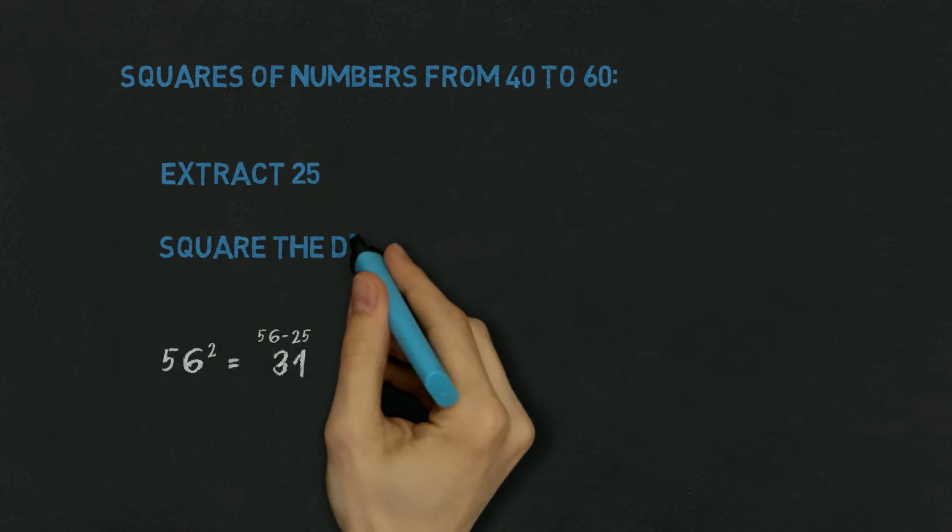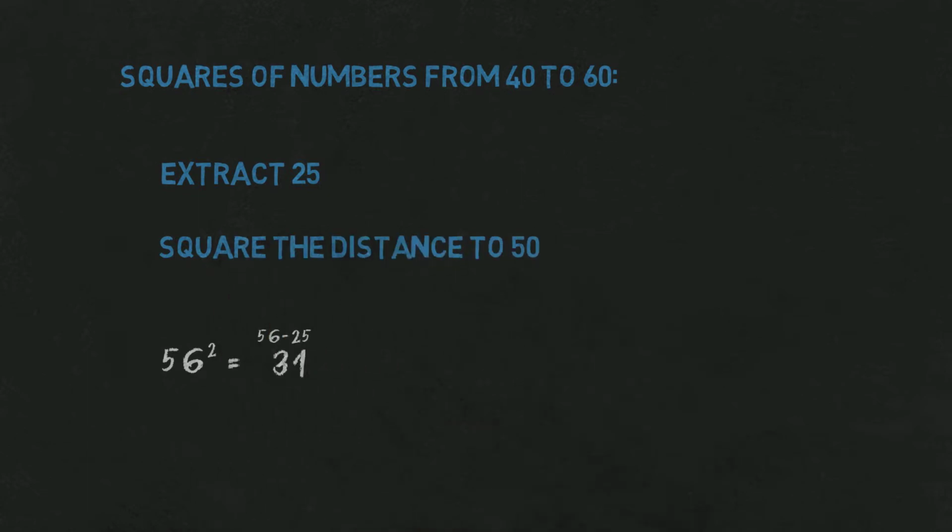In second step, we check how far our number, 56, is from 50 and square that difference. In this case, difference is 6 and 6 squared is 36. Those are our two last digits, so the result is 3136.